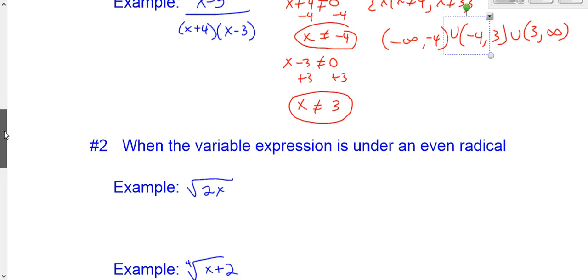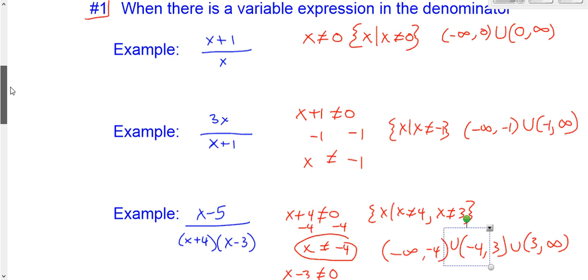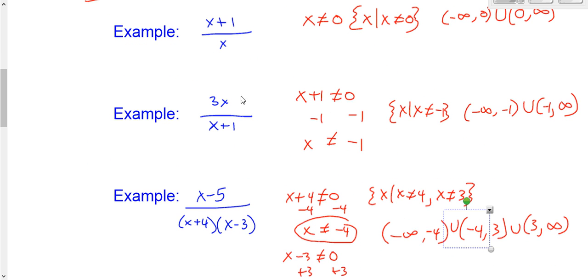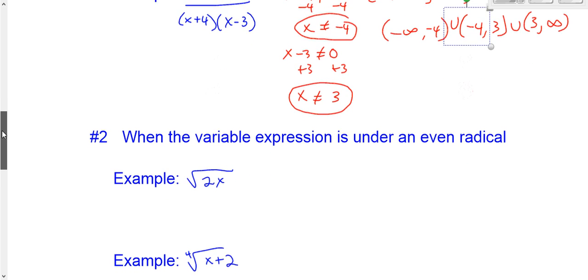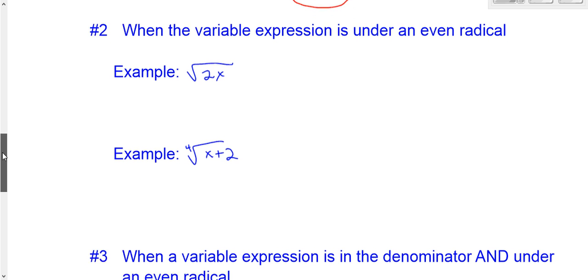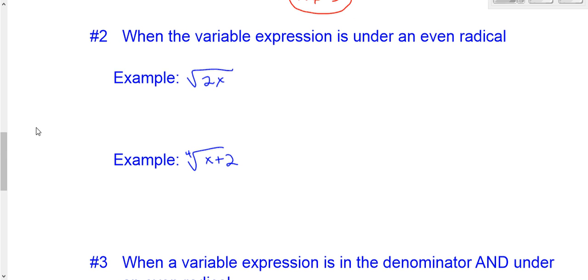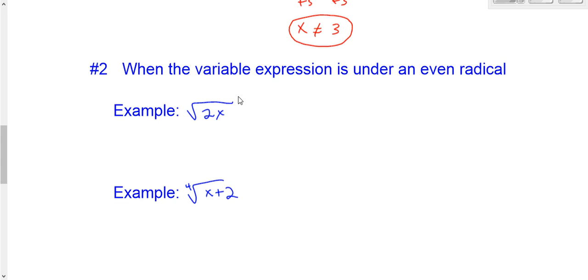Okay? So that is the first type of restriction, when we have a variable expression in the denominator of a fraction. Another restriction is when the variable expression is under an even radical. So like the square root of 2x.